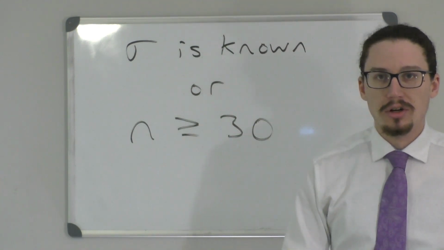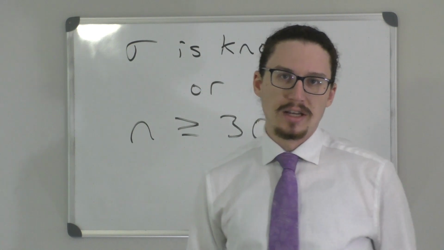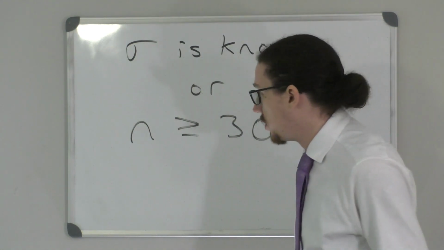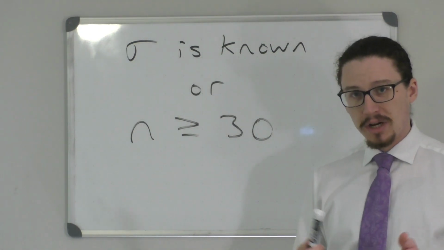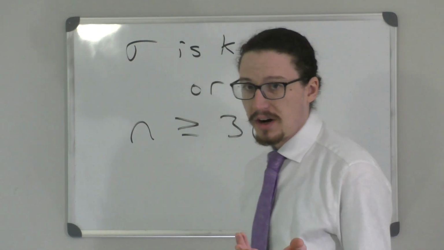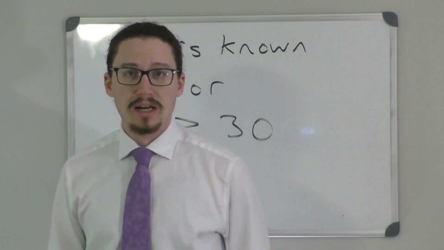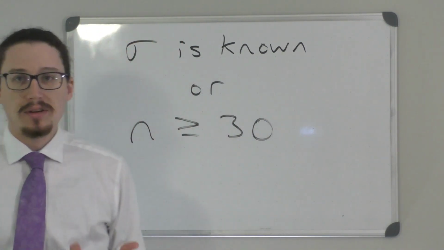But what if some of these things aren't true, right? We kind of think of these as assumptions. What if these assumptions aren't true? Well, looking at our first one up here, sigma is known, right? This isn't a very realistic assumption, right?